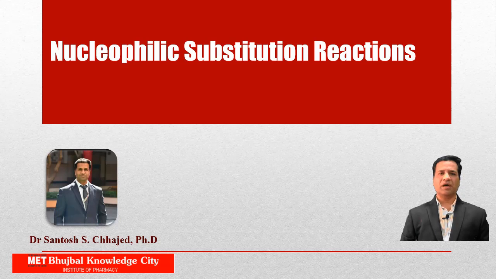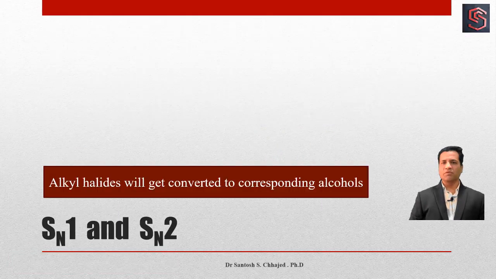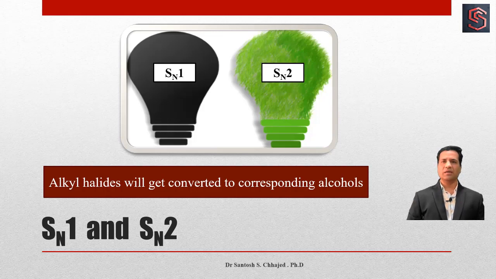In this video, I'm going to discuss nucleophilic substitution reactions. Moving forward, we will learn about both SN1 and SN2 reactions. We know that when we allow a reaction between an alkyl halide and either NaOH or KOH, formation of the corresponding alcohol takes place. Basically, here OH, which is a nucleophile, replaces the particular halogen present.